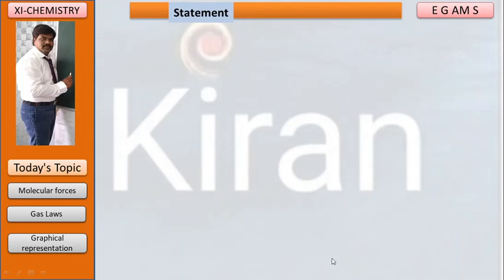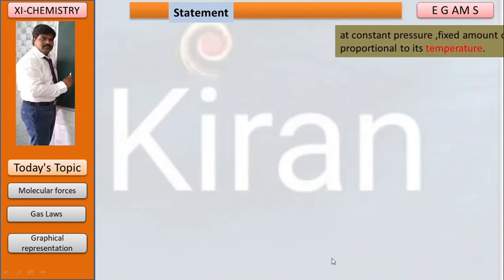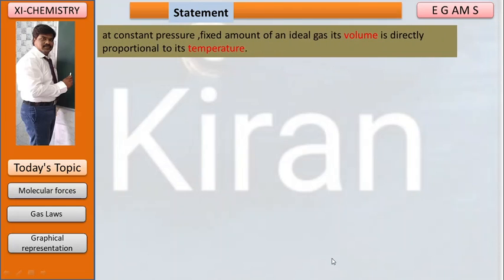So, statement of Charles law. At constant pressure, for a fixed amount of an ideal gas, its volume is directly proportional to its temperature. So, as per the Charles law, we write the mathematical expression in this way. V is directly proportional to capital T.